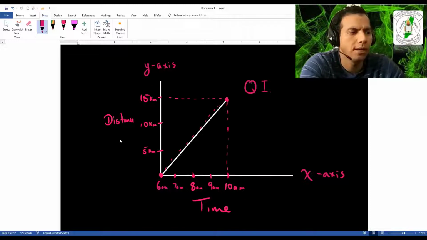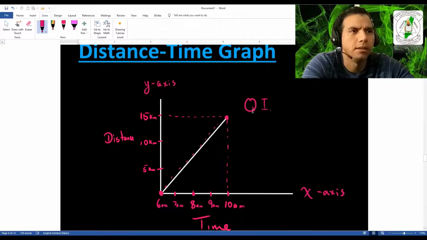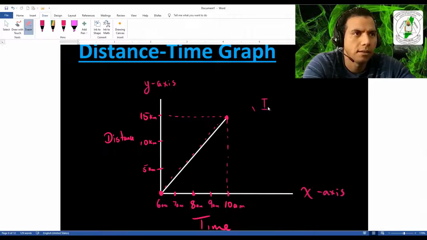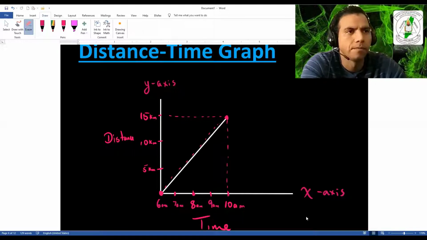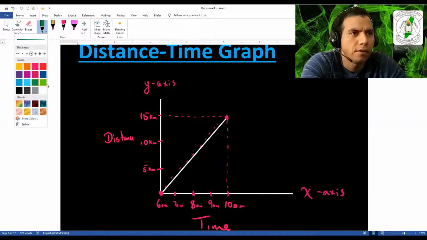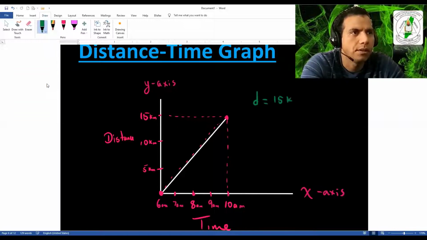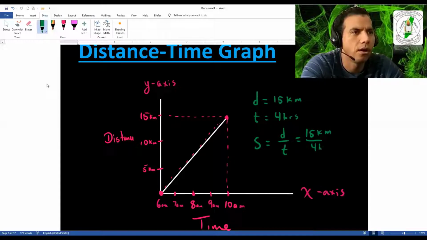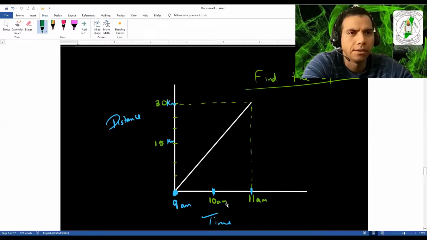So we want to calculate the average speed. We want to focus on the speed that the object was moving. First of all, we need to identify the distance, which is 15 kilometers, and the time, which is 4 hours. The speed is made up of distance over time. So distance is 15 kilometers all over 4 hours. 15 divided by 4 is 3.75 kilometers per hour.